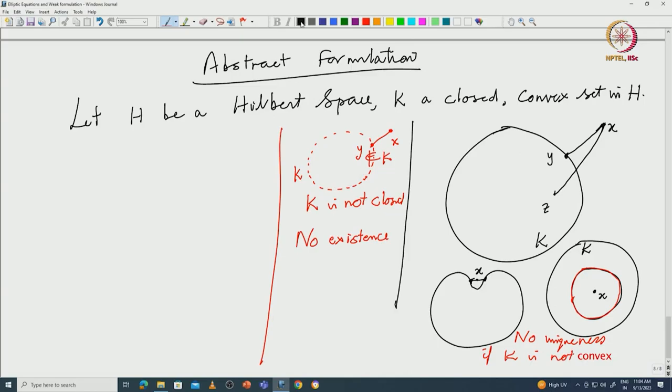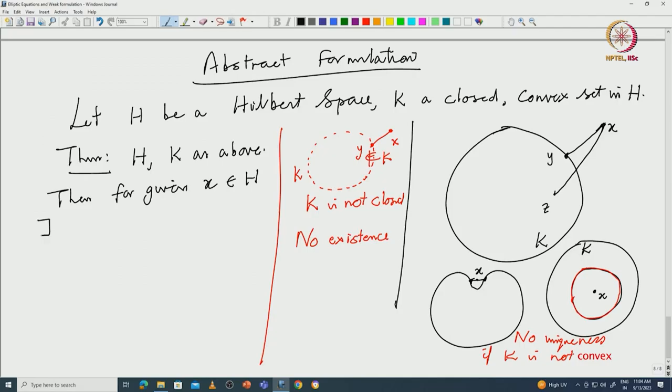So that is the theorem I am going to state here. Theorem: H, K as above. Then for given X in H, there exists a unique Y in K such that, the distance being your norm here, the norm of X minus Y is equal to the minimum of the norm of X minus Z for all Z in K.